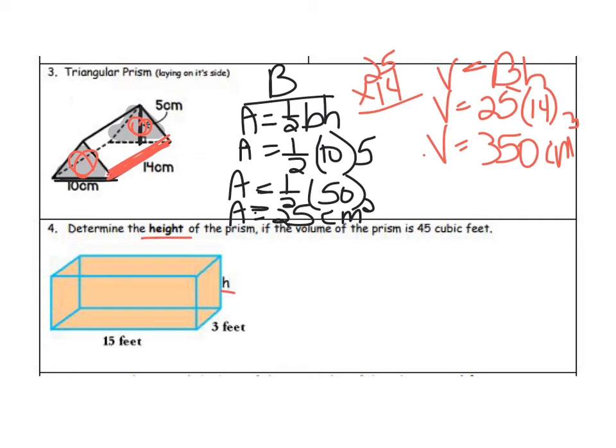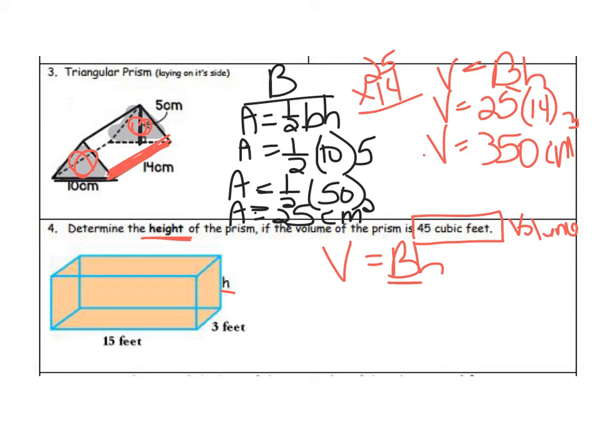Okay, number 4 is a little bit different because now they're telling you to determine the height. So we need to find the height of the prism if the volume of the prism is 45 cubic feet. So they already gave you volume. So then what I need to do is just do V equals capital B times H. But I need H. I was given the area of the base, but not really given to us. They gave us the dimension for it.